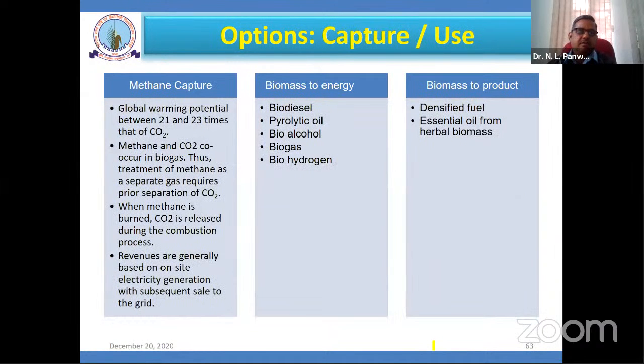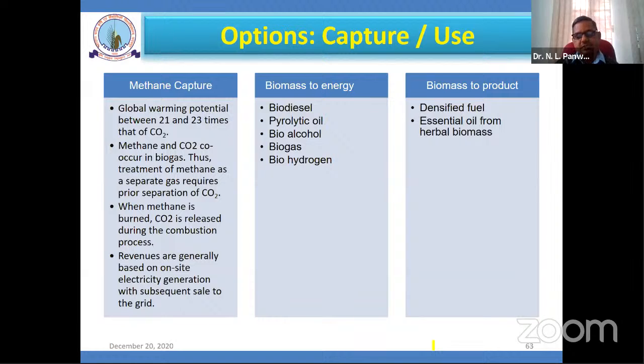And another, methane capture. See the figure: the global warming potential of methane is about 20 times that of carbon dioxide, and carbon dioxide occurs in biogas. So methane can be separated in a downstream process, and we get complete biomethane. If we compress it, then bio CNG, a revenue generation option, is there.